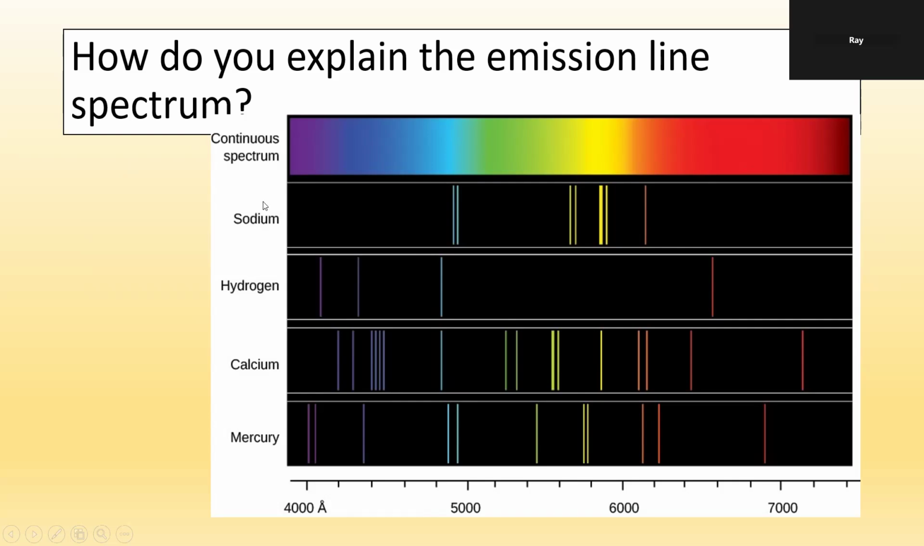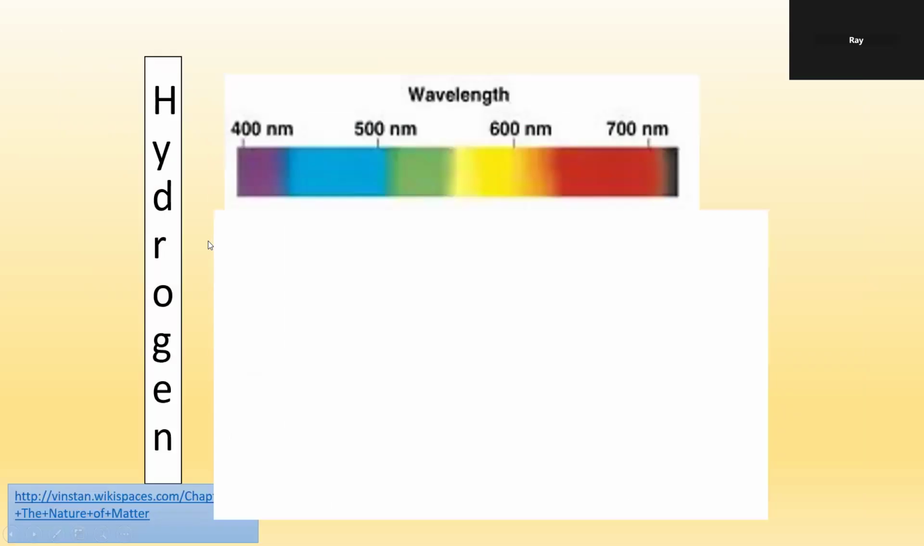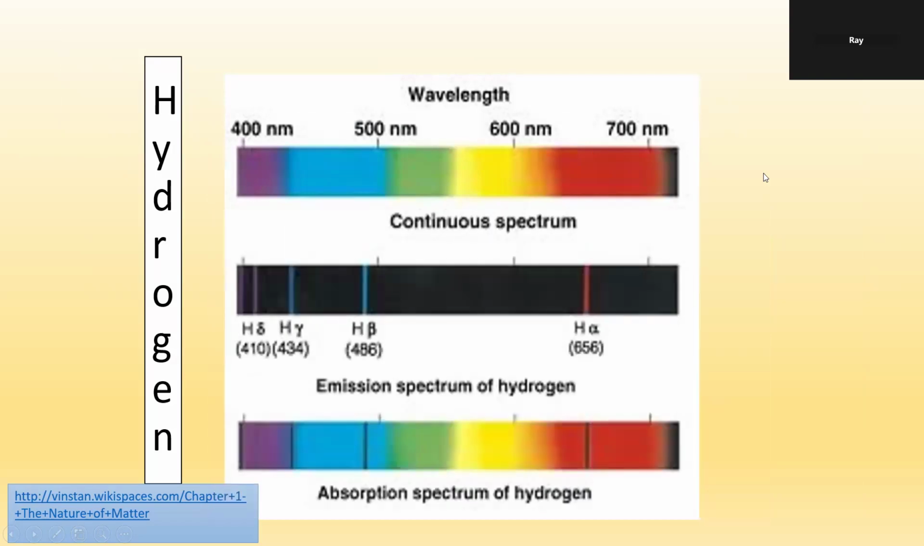Okay, let's look at hydrogen. There's a continuous spectrum from 400 to 700 nanometer. Right? Hydrogen. These are the different wavelength for hydrogen spectrum. This is the emission spectrum of hydrogen. This one.